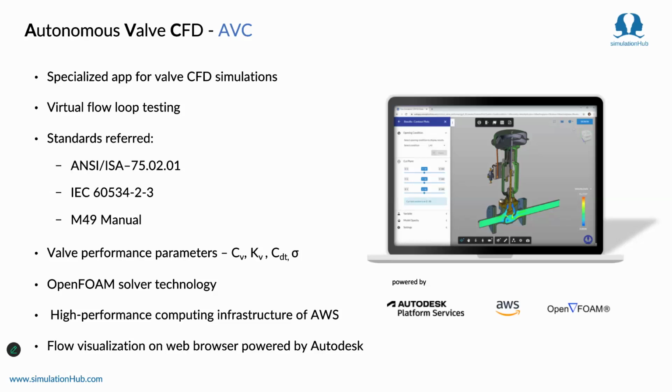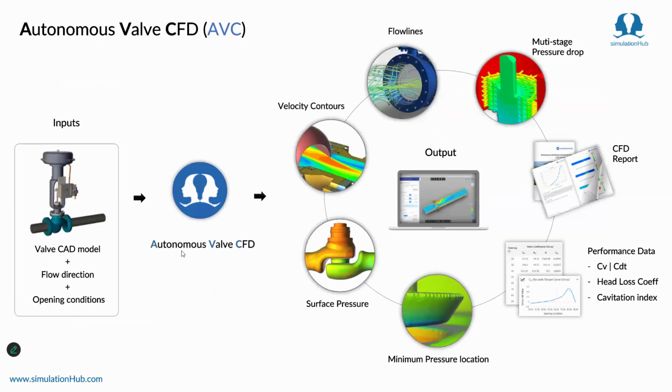So with autonomous valve CFD, the process is straightforward, meaning a design engineer just needs the valve CAD model, 3D CAD model. Any step file, parasolid file can be used. And the user has to just define the flow directions, define the opening conditions. By opening conditions, in rotary valves would mean the angle of opening. In globe valve, it would mean the stem travel. And that's it. Once those things are specified, the autonomous valve CFD platform takes care of running the entire CFD workflow.